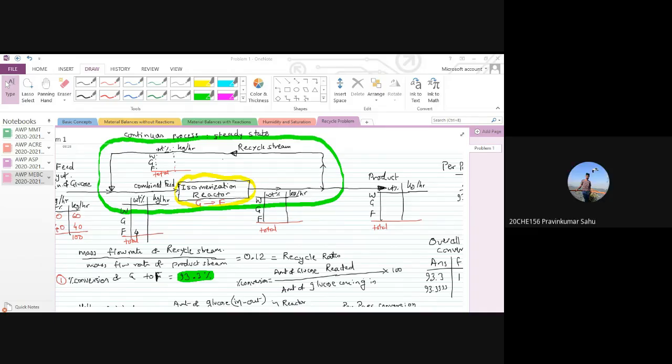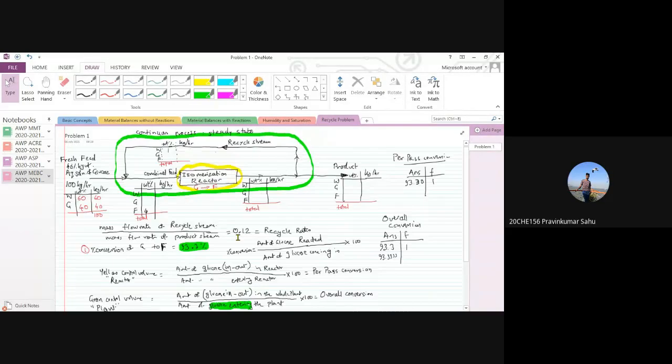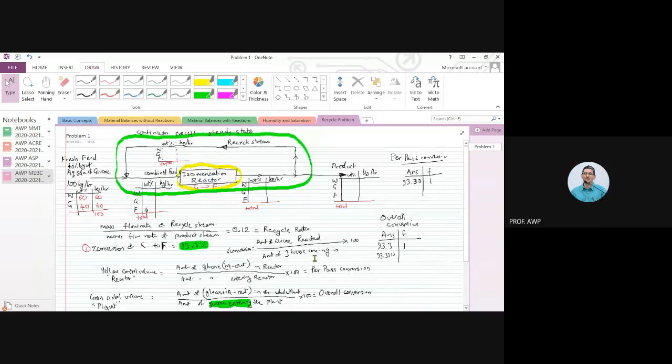Can you elaborate? Yes, Praveen. Sir, I'm checking. Sir, in the overall conversion, we have to take the 40 of the fresh feed, and I don't know. What is your control volume? Glucose? What is your control volume? Green or yellow? Green.